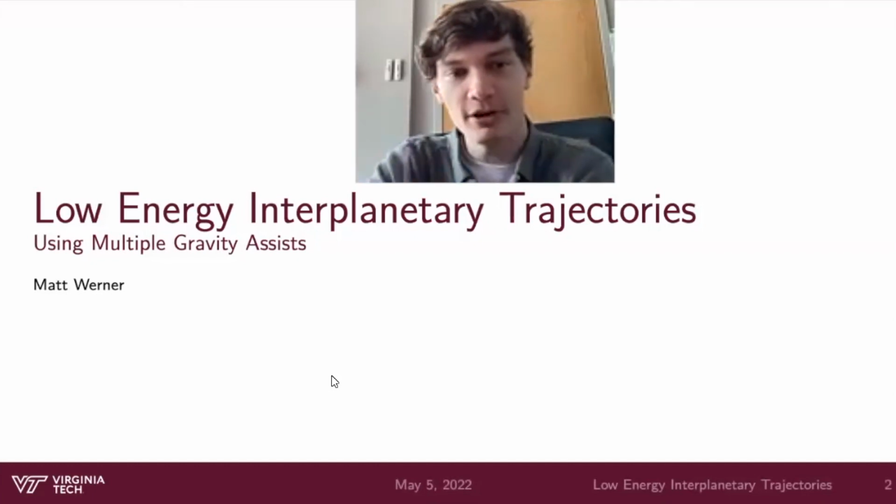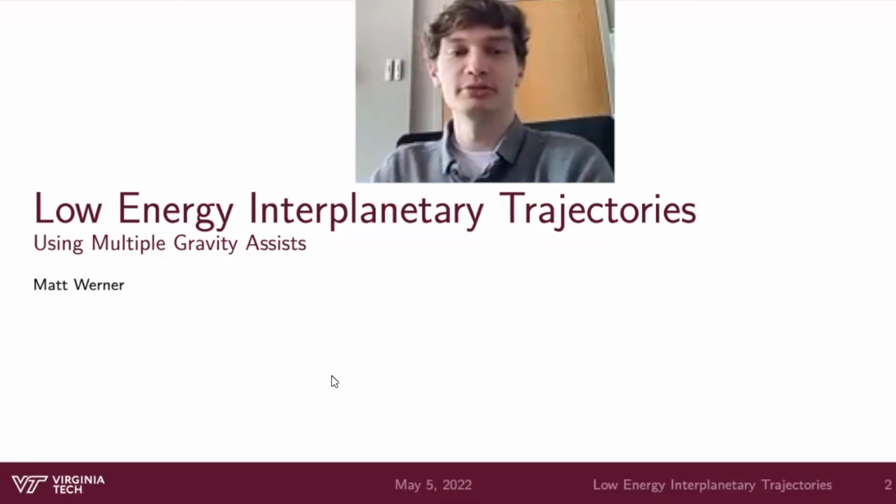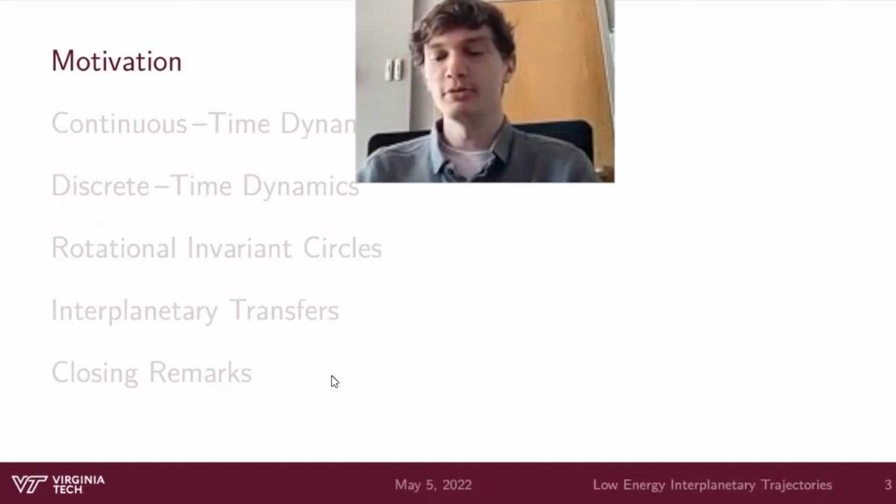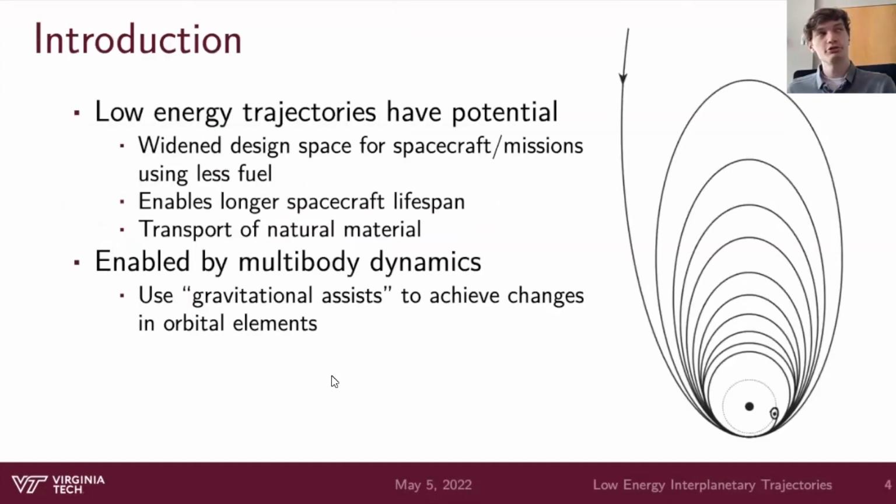Today, we're going to talk about low energy interplanetary trajectories using multiple gravity assists. And we're going to start with a motivation. Low energy trajectories are useful in the sense that they can widen the design space of spacecraft missions, spacecraft that need to change their orbital elements. They can do so using the natural dynamics that are given by gravitational assists on bodies. This in turn saves fuel, which extends the lifespan of the spacecraft.